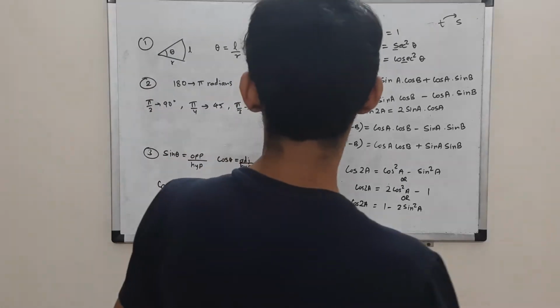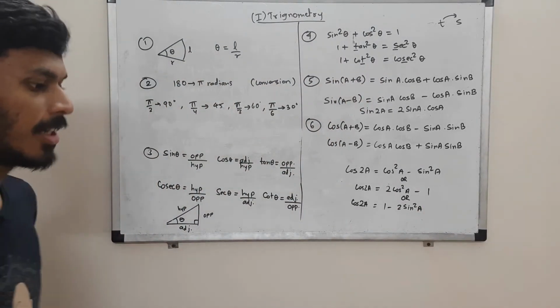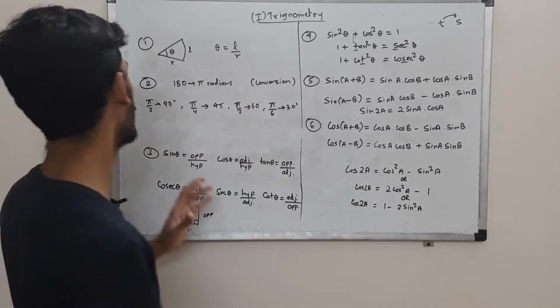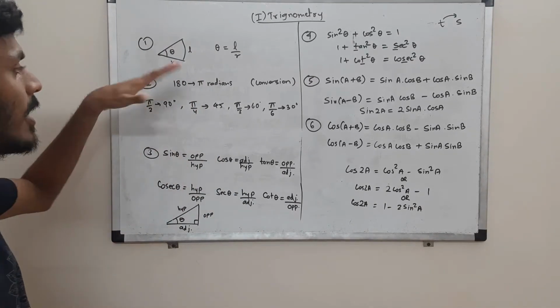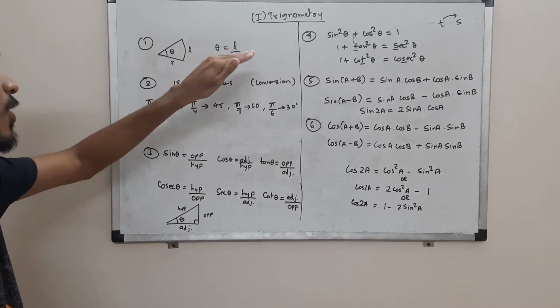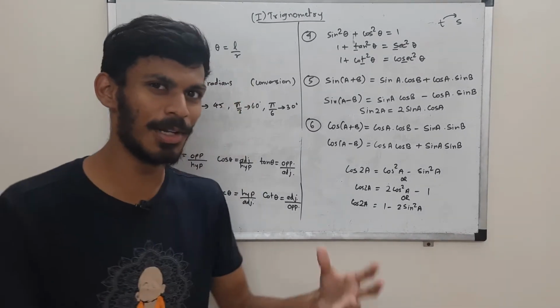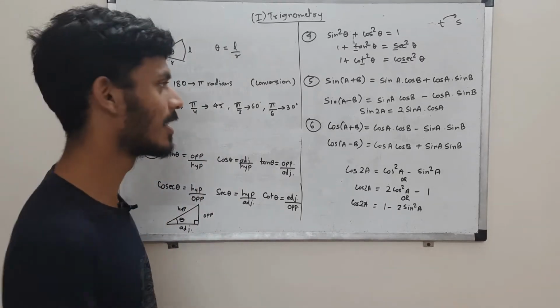The first thing on our list is trigonometry. Here are some general results from trigonometry that we'll be using quite often, so let's go through them. The first one is theta. If theta is the angle, it can be expressed as the length of the arc divided by the radius. This is something we discussed in units and dimensions also, as a supplementary physical quantity.